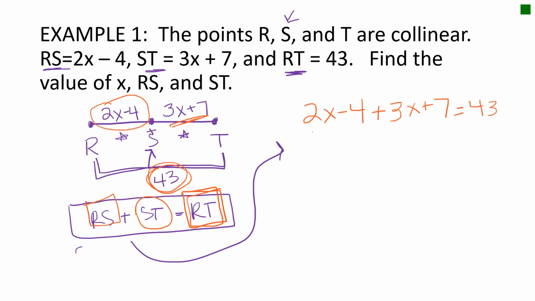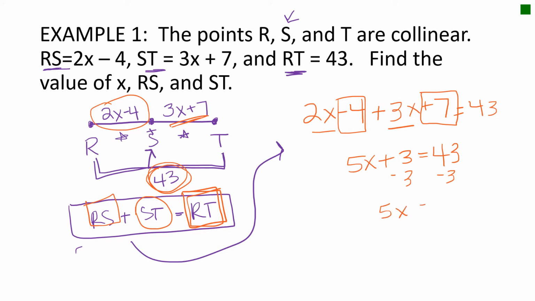We're going to combine like terms on the one side. So I get 5x. Now if I take negative 4 and add it to 7, I get a positive 3. And this still equals 43. Now that my like terms are combined, I'm going to solve for x, getting x alone. So 5x equals 40. X equals 8.